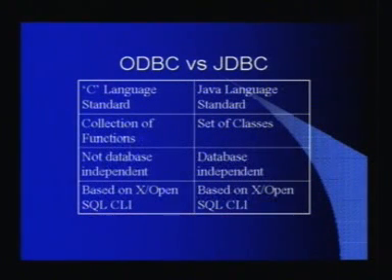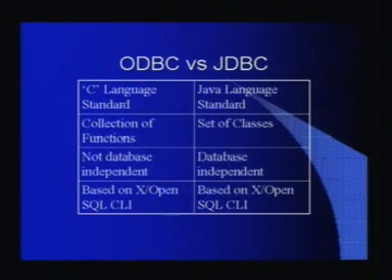The first thing is ODBC is a C language standard. ODBC is based on C language. C language is not portable, it is platform dependent. So, ODBC is also platform dependent, and JDBC is a standard of Java language. Since Java is platform independent, JDBC is database independent. So, ODBC is database dependent, JDBC is database independent.